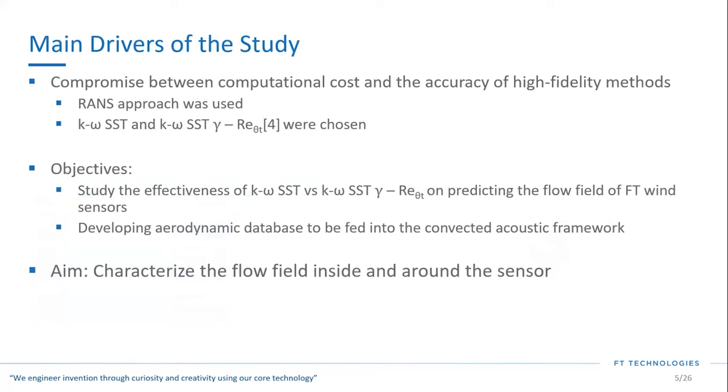So what were the main drivers of this study? Well, coming from industry, there's a constant compromise between the computational cost and the accuracy of the high fidelity methods that we use. With this in mind, we've chosen RANS as an approach with a k-omega SST and k-omega SST gamma Re theta models. This is a benchmark to study the effectiveness between a fully turbulent assumption and a laminar turbulent transition model. Also, we need to develop an aerodynamic database that can be fed into the acoustic research framework. The overall aim of our research is to understand the flow field inside and around our sensor.